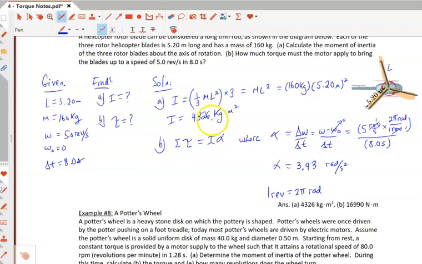So now you can calculate the torque. Torque is simply the rotational inertia, 4,326 kilograms times meter squared, multiplied by the angular acceleration of 3.93 radians per second squared. All right, and our net torque, when you multiply these two out, will be 16,990. And when you work out these units of kilograms times meter squared over second squared, they come out to the units of torque, which are newtons times meters. Okay, that's it for this example.